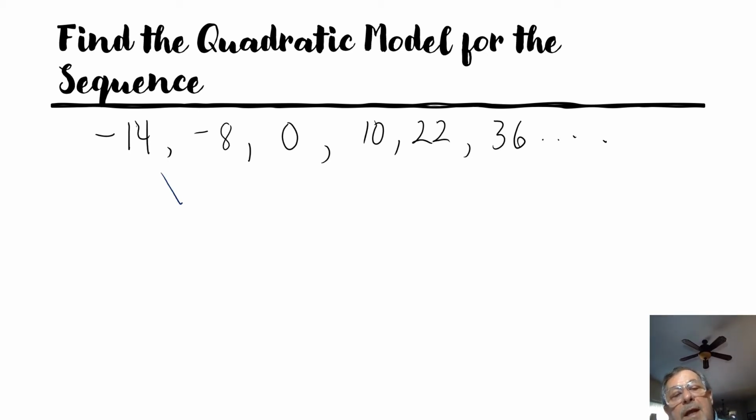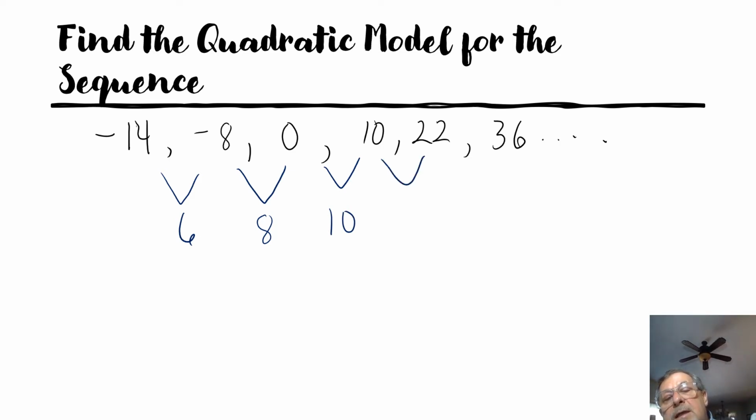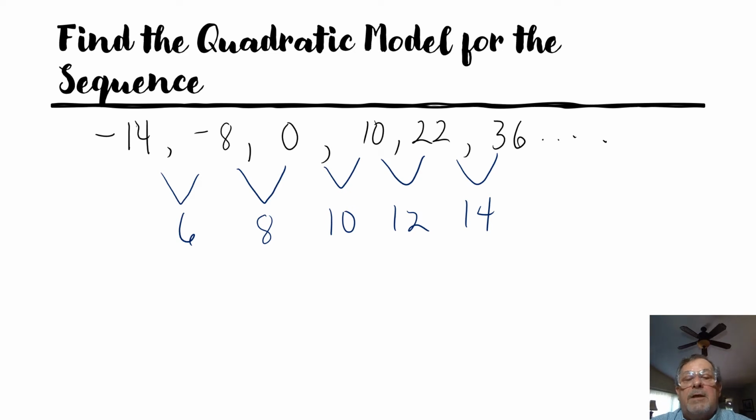So I start with negative 8 minus negative 14, and that's 6. And then 0 minus negative 8 is 8. And then from 10 to 0 is 10. And from 22 to 10 is 12. And from 36 to 22 is 14. And so obviously we don't have a common difference there. It's 6, 8, 10, 12, and 14.